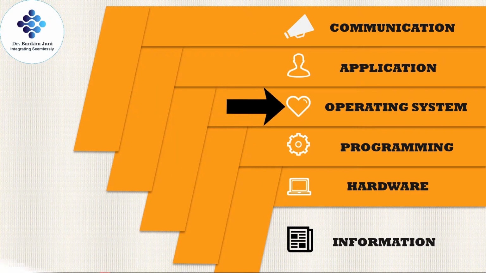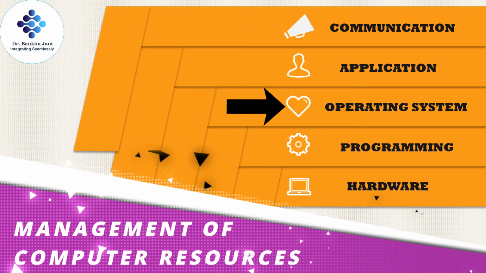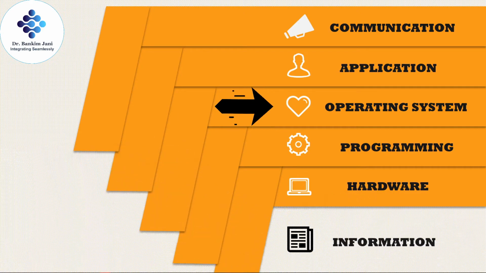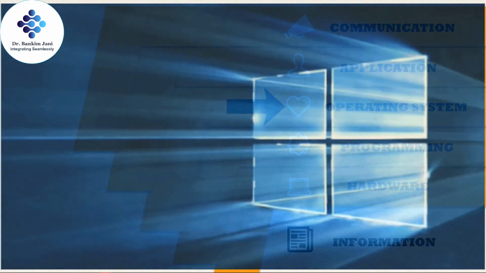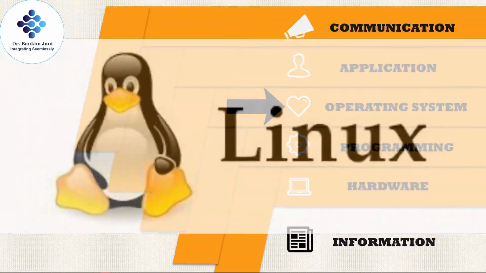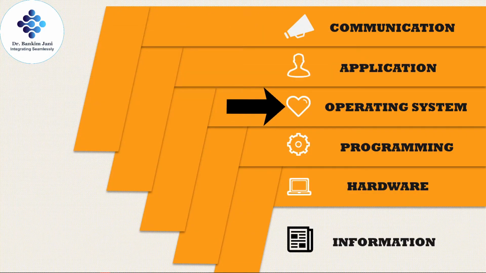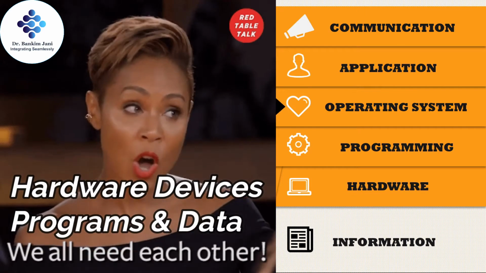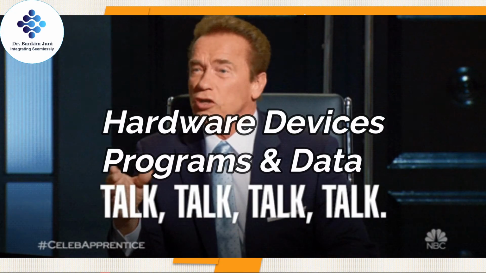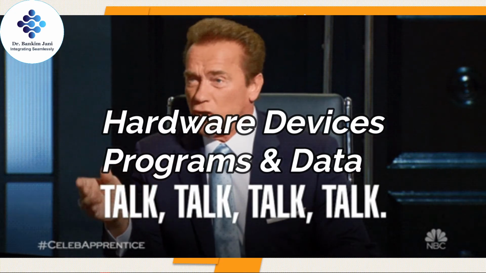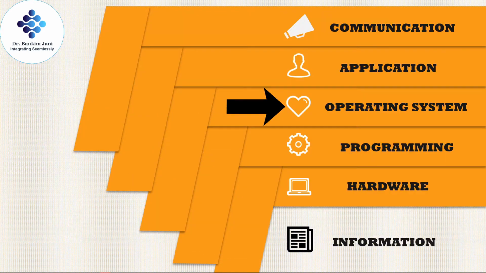Operating system. It is responsible for management of computer resources. Operating systems like Windows, Mac OS, Linux all have a common purpose. And that purpose is to manage the way hardware devices, programs, and data talk with each other. That's the reason it is so important to know your operating system well.